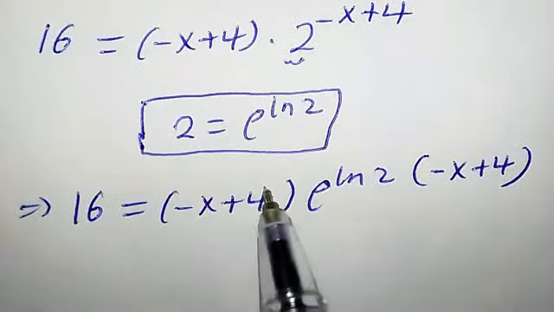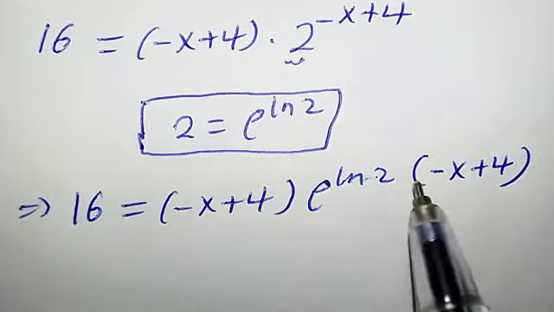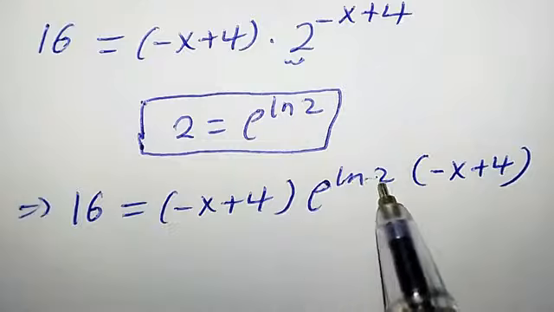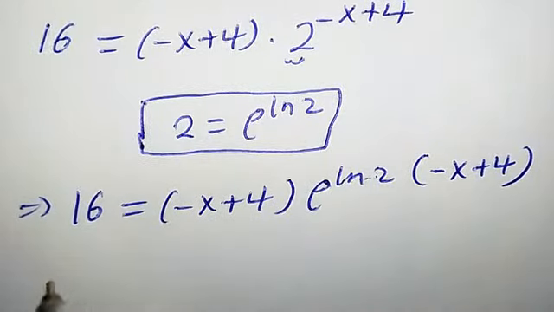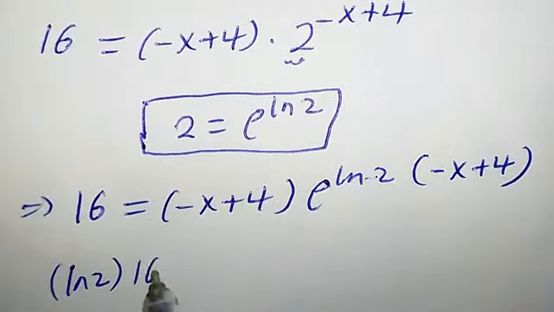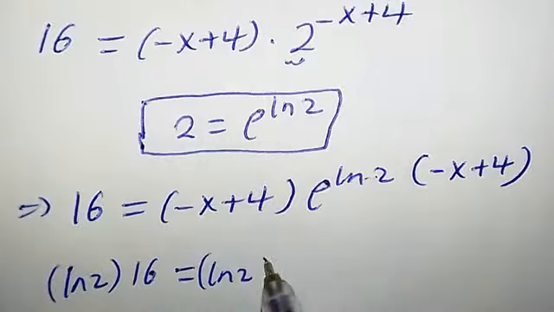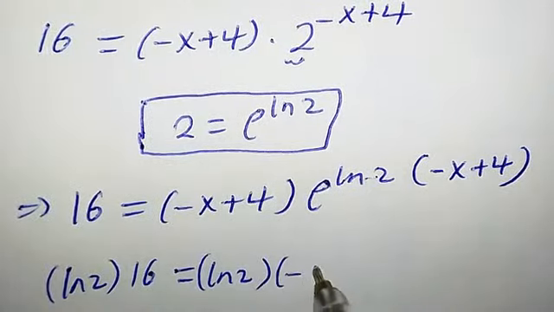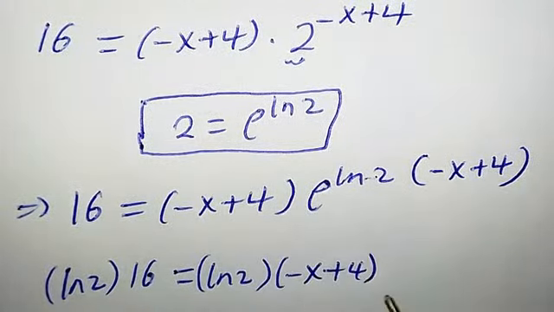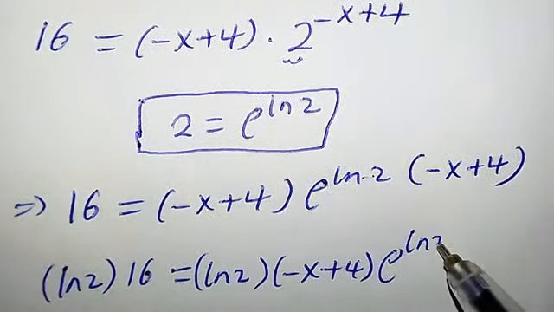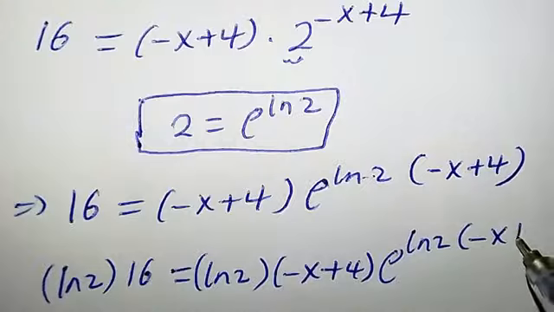To make this coefficient to be of this form, what do you think we should do? So let's just multiply both sides by ln 2. So we're going to have ln 2 times 16 equals ln 2, let's put in brackets, times negative x plus 4, times all this guy, e to the power of ln 2 times negative x plus 4.